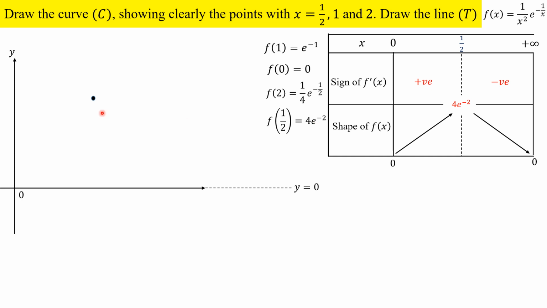So we are going to indicate all these points and then we trace our curve. So we begin with this point. Is the point half, 4 e raised to the power negative 2, the maximum turning point of the function. So the x coordinate is half, and then the y coordinate is 4 e raised to the power negative 2. Next, the x coordinate being 1, we have the point which is represented by 1, and then the y coordinate is e raised to the power negative 1. So the x coordinate is 1, the y coordinate is e raised to the power negative 1. Lastly, we have when x is equal to 2.